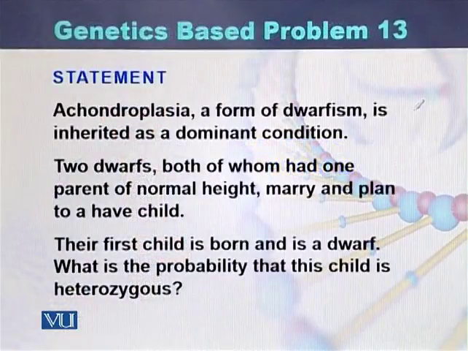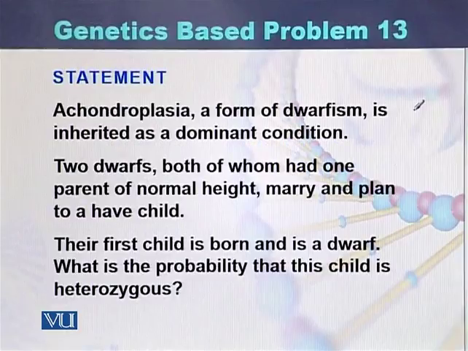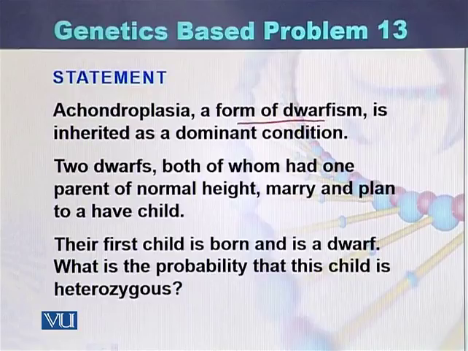Genetics based problem 13. In this problem, there is a disease. The name of the disease is achondroplasia. This disease is in the form of dwarfism. We usually see that people with this disease are dwarf, meaning they have short height. This disease is inherited in humans in the form of a dominant condition.